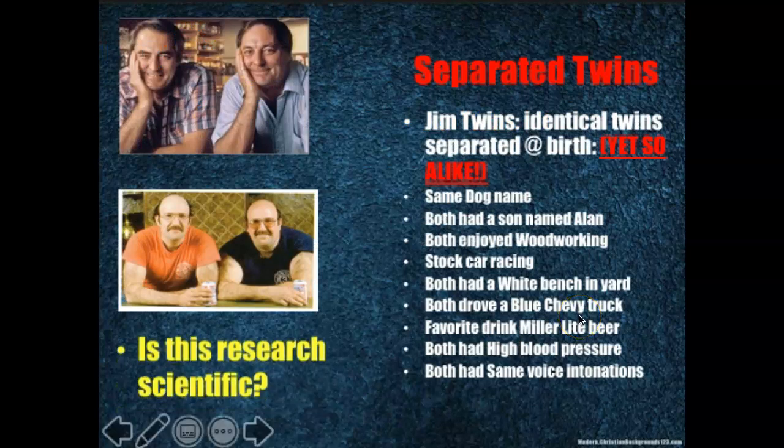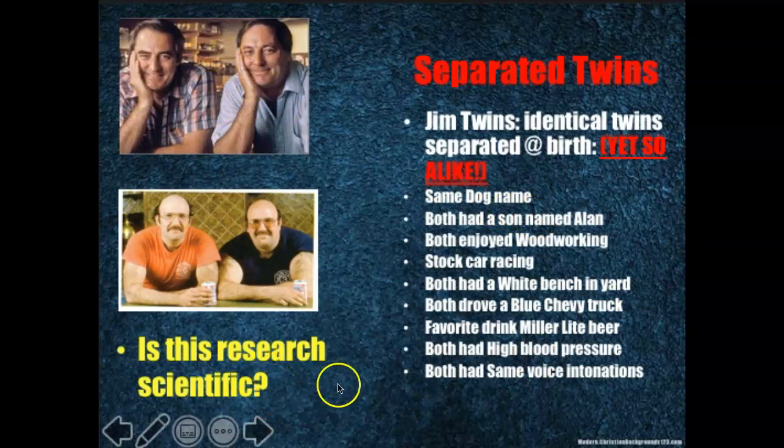So when looking at separated twins like the Jim twins, we can see here that they definitely have a lot of similarities. They're very alike in a lot of ways. Same dog name, they both had the same son name, both enjoyed woodworking, stock car racing, a white bench in their yard, both drove a blue Chevy. More on the genetic side, they both had high blood pressure, they both had the same voice intonations, right? They're pictured here in the top left.